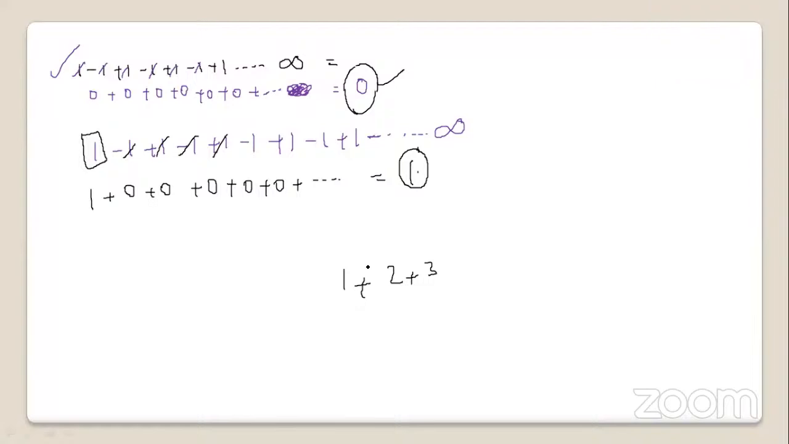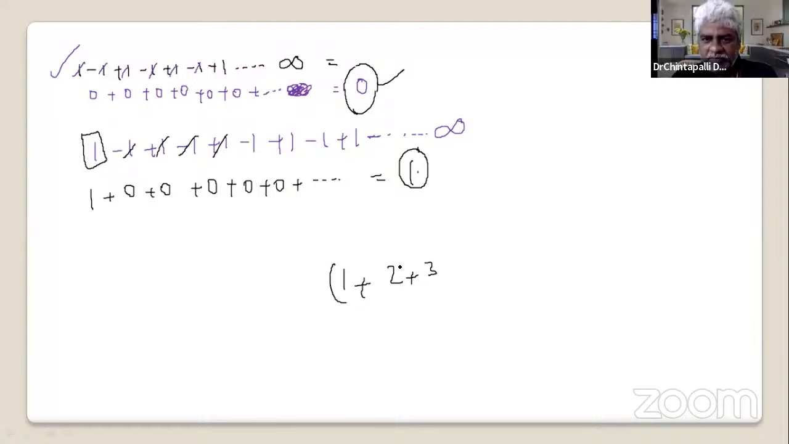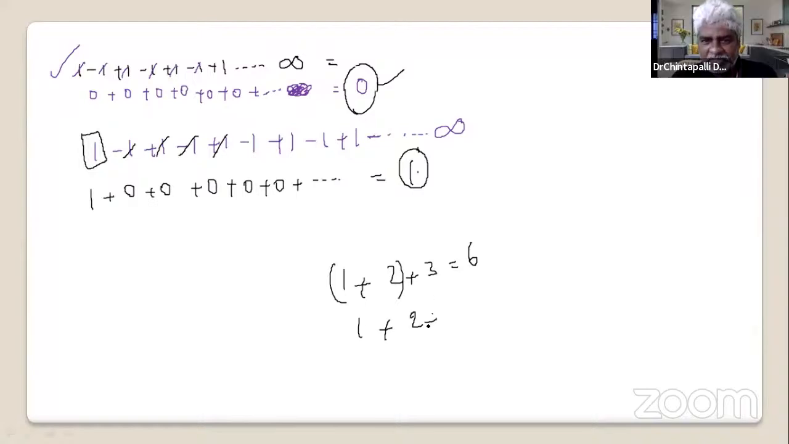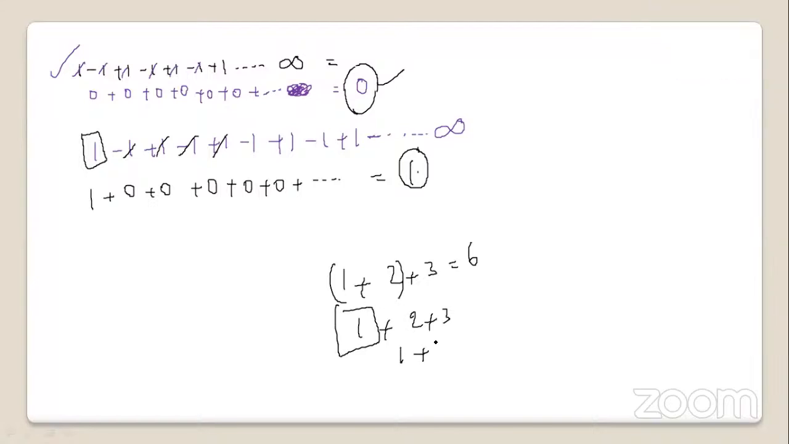Okay, you do this addition like this: 1 plus 2, 3. 3 plus 3, 6. I do it like this: 1 plus 2 plus 3. I left 1. What is 2 plus 3? 5. 1 plus 5? 6.